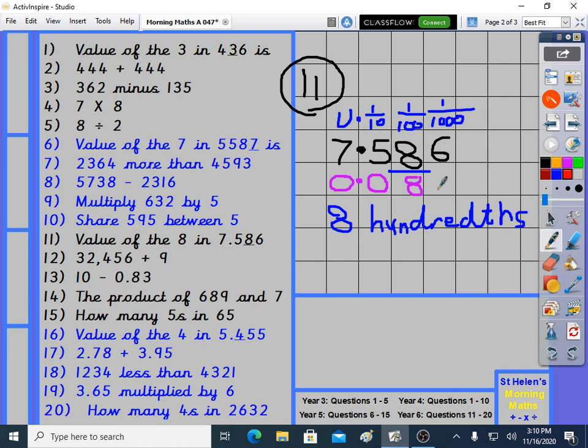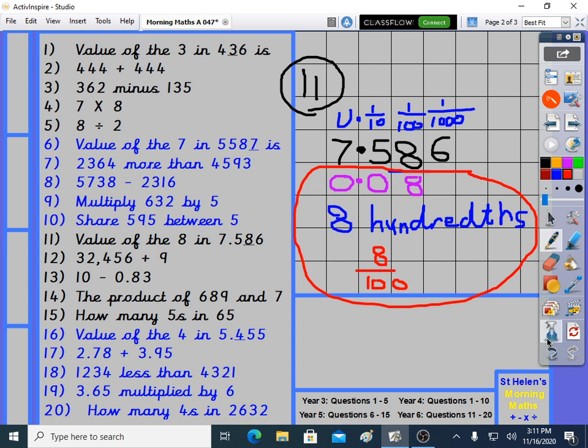And the fractions answer, we've already got 2 answers. Let's get a third answer, is 8 over 100. 3 ways of writing the same thing. They're the same, but they just look different. And question 12.